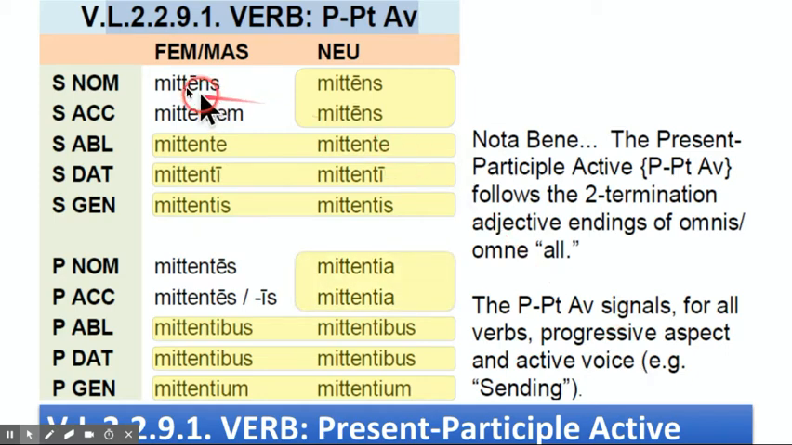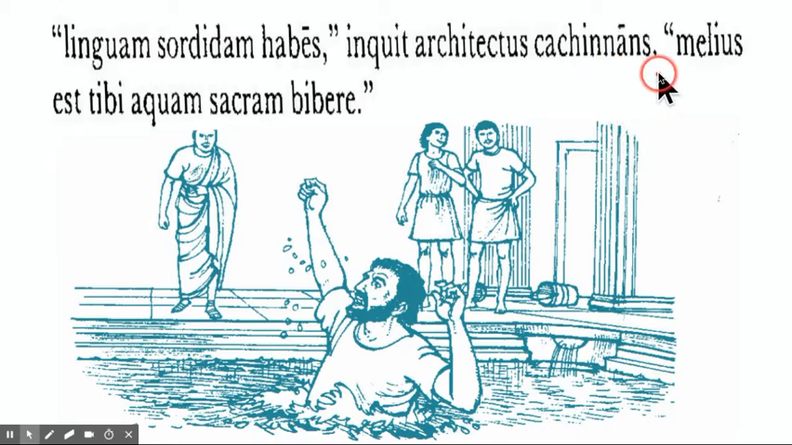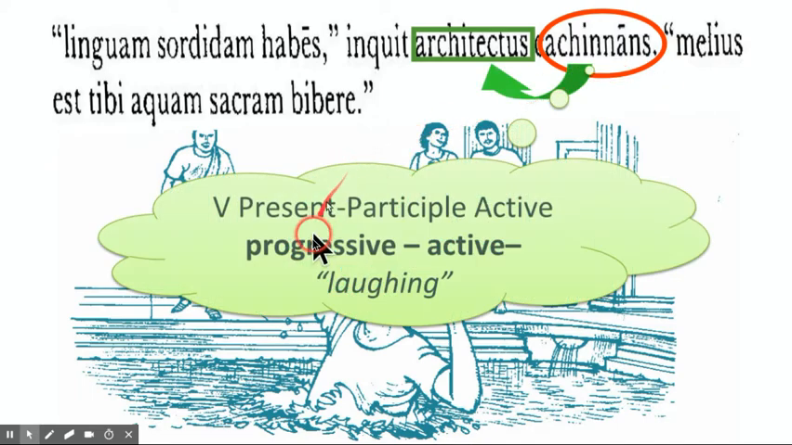Why is it called present participle? It's formed off the present stem. So what does it look like when we look at it? We saw it in the translation. There's a nice nominative singular, cachinnans. It's modifying architectus. The proper term is that's its antecedent, agreeing in gender, number, case. And it signifies progressive aspect, no tense, active voice, no mood: laughing, eating, watching. So present participle, rather straightforward.